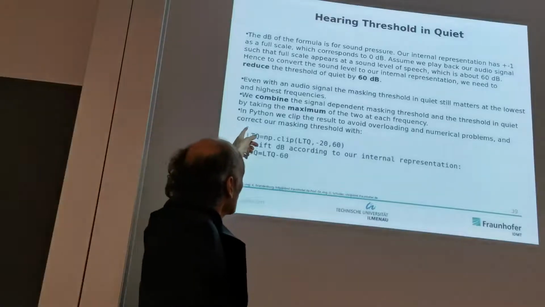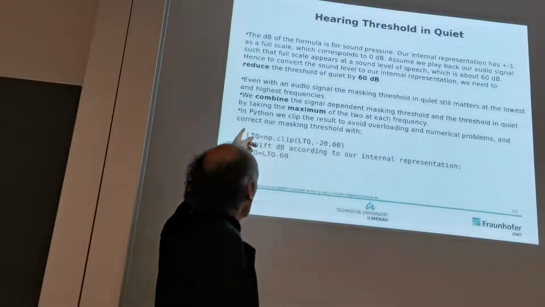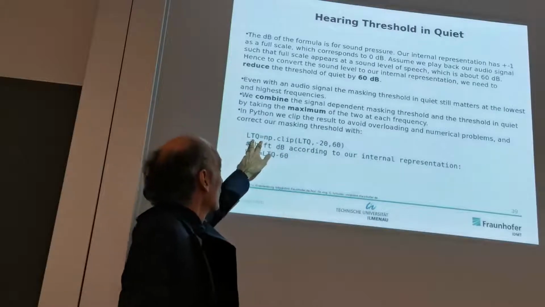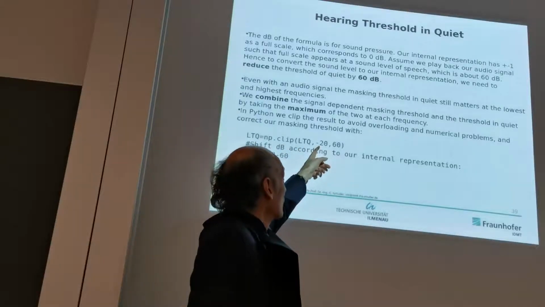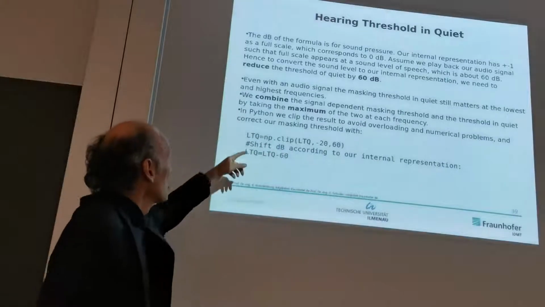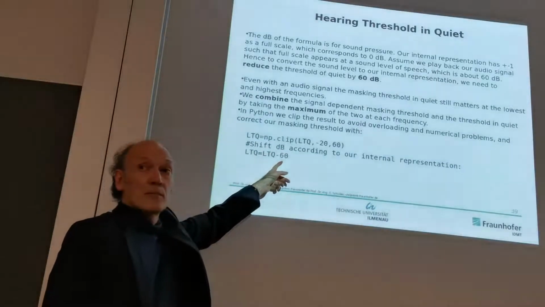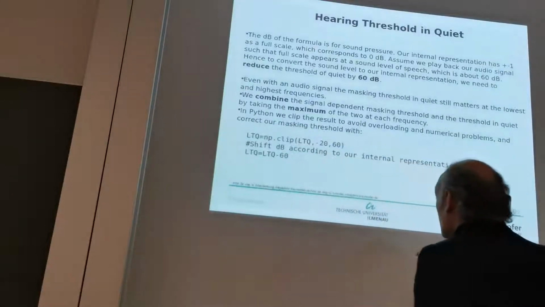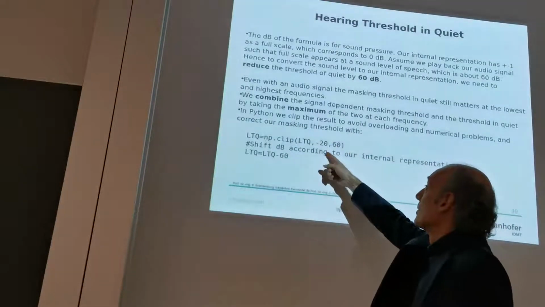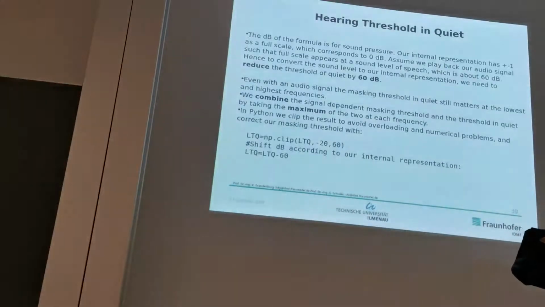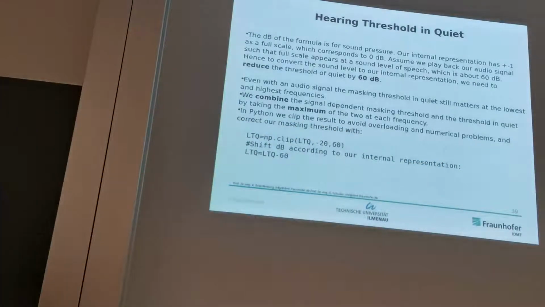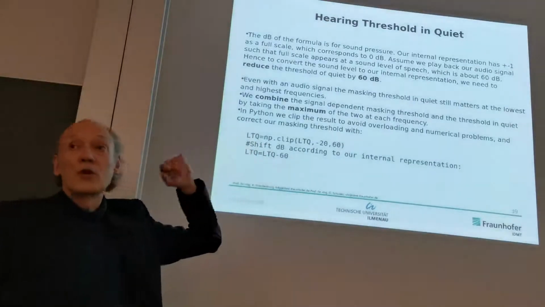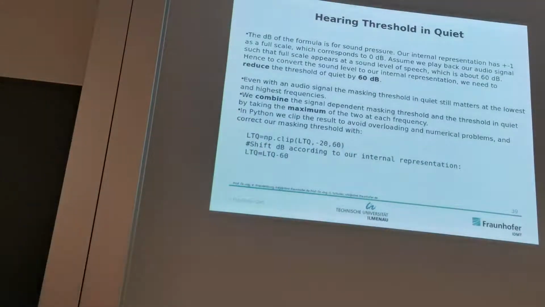In Python, we clip the result to avoid overloading problems and correct our masking threshold using these commands. So LTQ is LTQ clipped between -20 and 60, and we shift it 60 dB down. Here we assume that we don't have very loud signals, and -20 is less loud than we can hear anyway. So this is basically adjusting for cranking up the volume. And then we do this downshifting to account for our internal representation, the internal normalization to one being full scale.